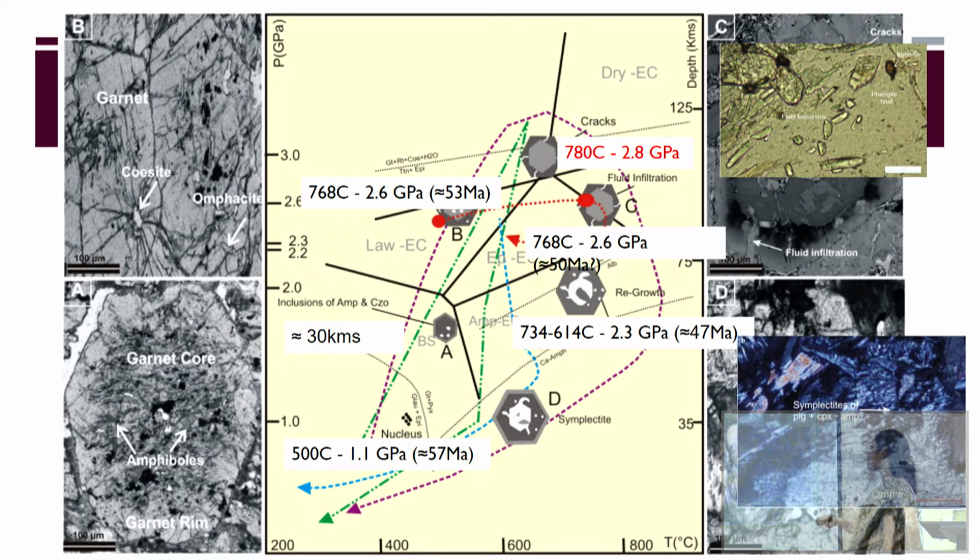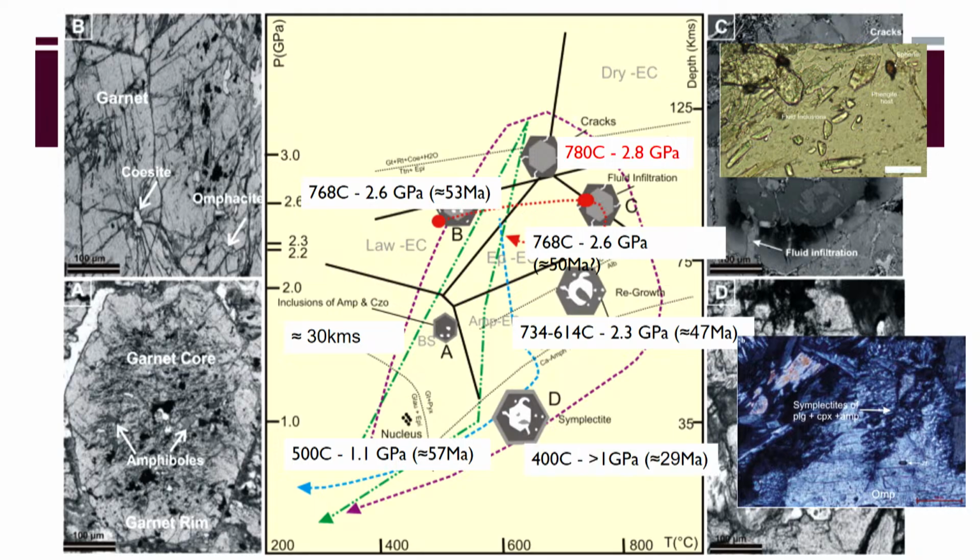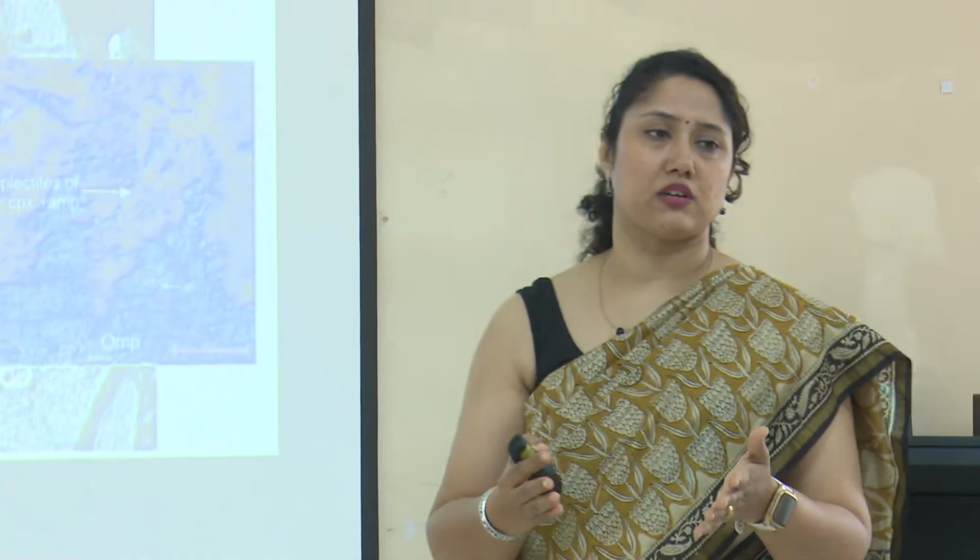You also get a lot of symplectites, okay, which is again a retrograde feature, and formation of chlorite, biotite, etc. And of course, these symplectite formations, which are represented here in the form of D, are at a lower temperature of 400 degrees Celsius, nearly 1 GPa, and when the crust is quite shallow now at 29 million years. So this is a sort of petrological perspective on what happened with these eclogites.